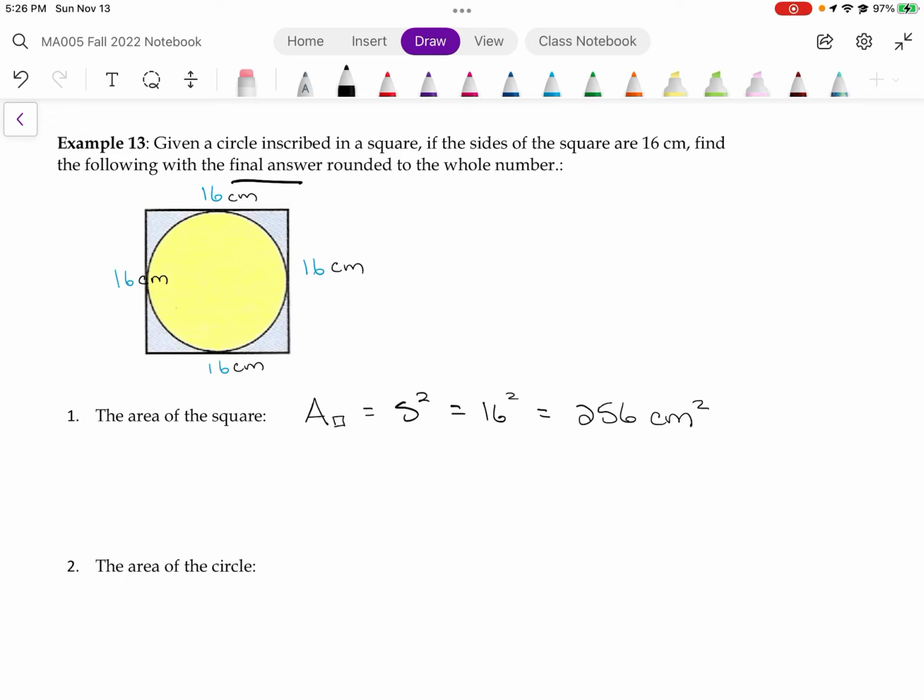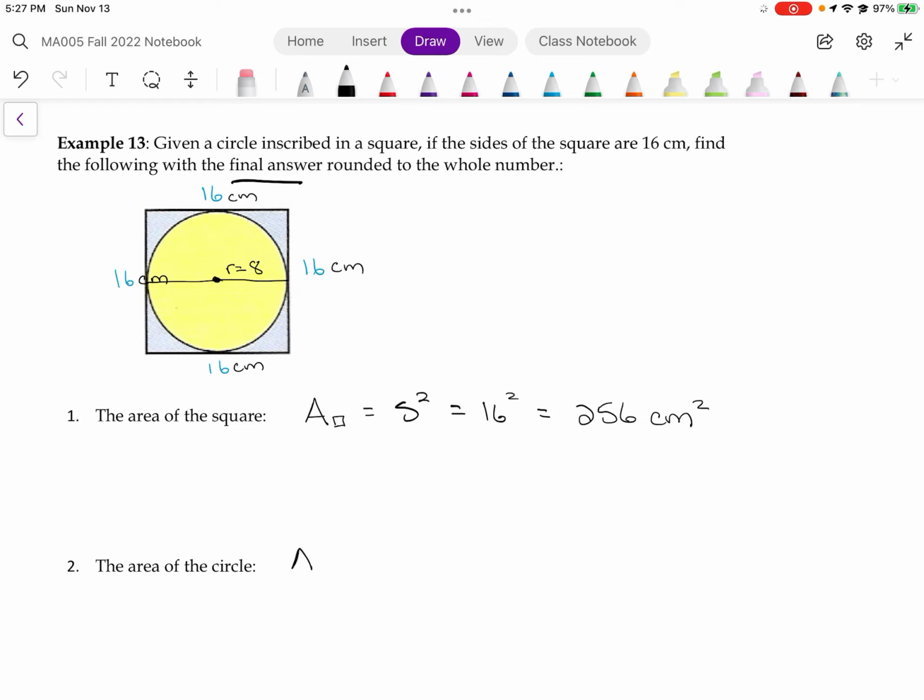Okay, so now the next question is, what is the area of the circle? Well, we need to know the radius. So what do you think the radius is? Inscribed means it touches. So if I go across there, that's half of 16, because the diameter would go all the way across and it would be 16. So the radius equals 8.